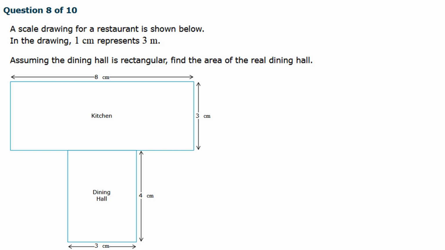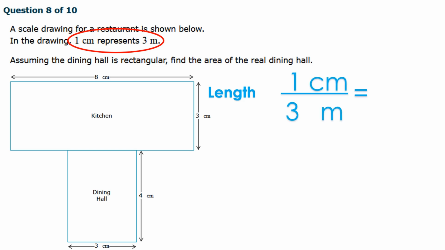Question 8, we have another one just like number 7. We have this scale drawing of a restaurant as shown below. In the drawing, 1 centimeter represents 3 meters. And assuming the dining hall is rectangular, find the area of the real dining hall. So once again, we have the length, and we're going to start with the scale factor. 1 centimeter over 3 meters.